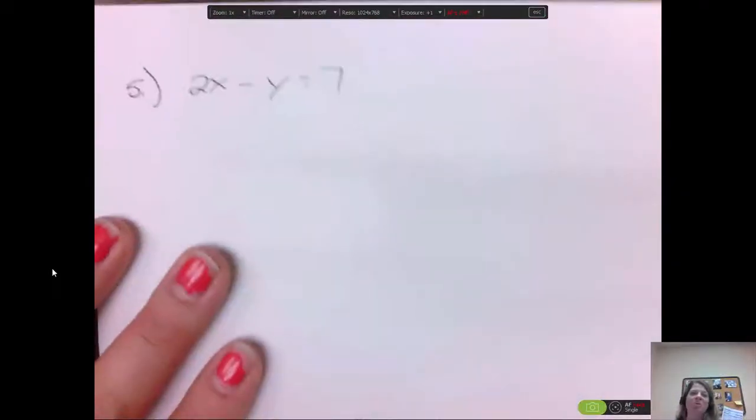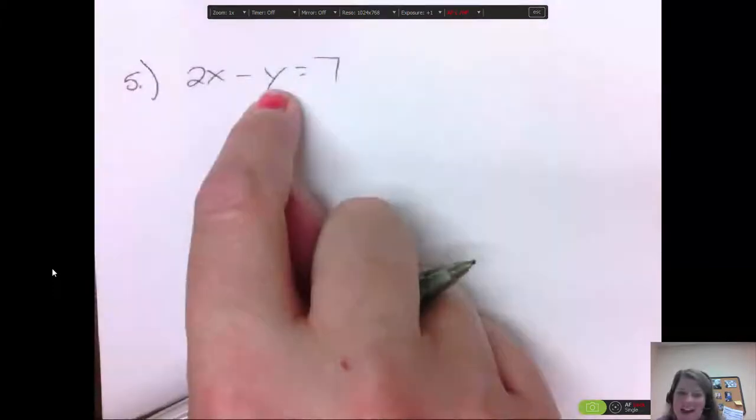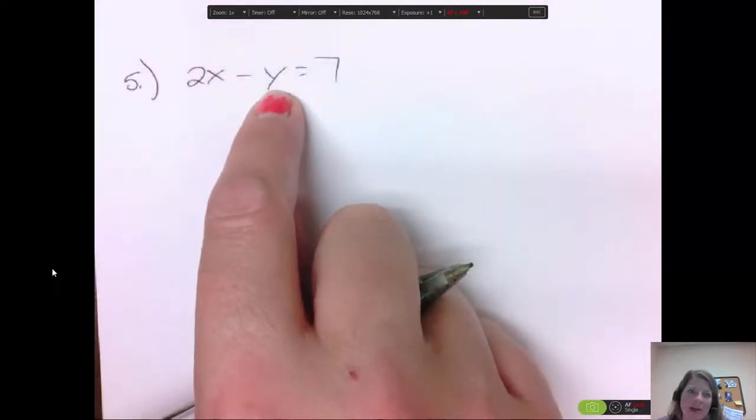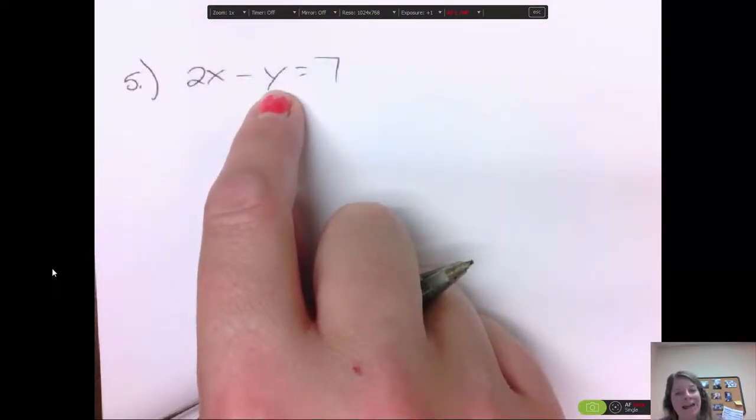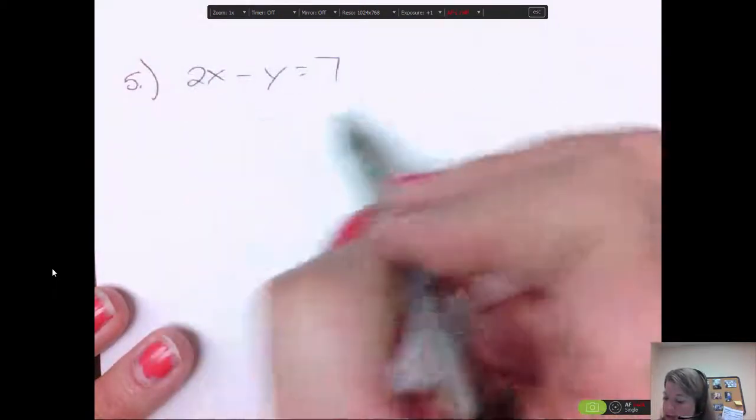And I'm told to put that in function notation. Well, we know function notation has the f of x, not the y. Well, I can't just put an f of x in here. It's kind of weird, right? So you solve for y and then put the f of x in here. So I'm going to minus the 2x over.